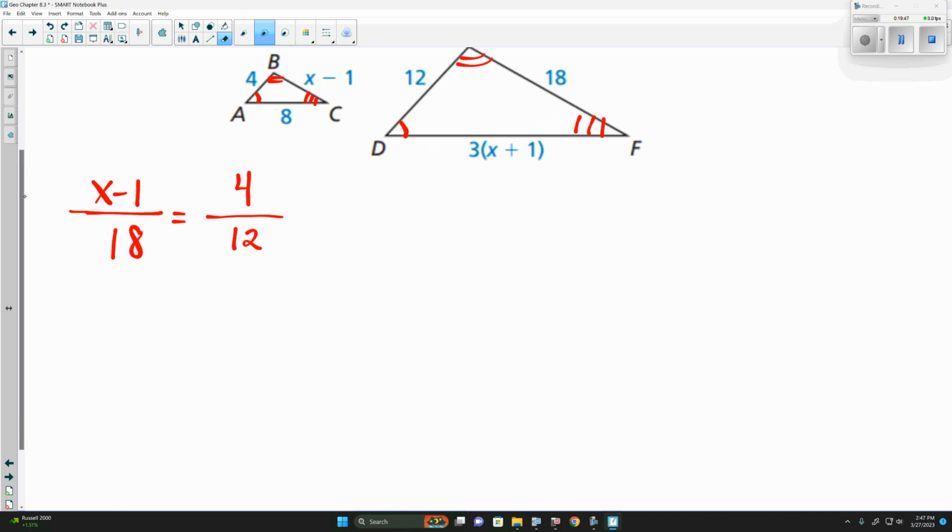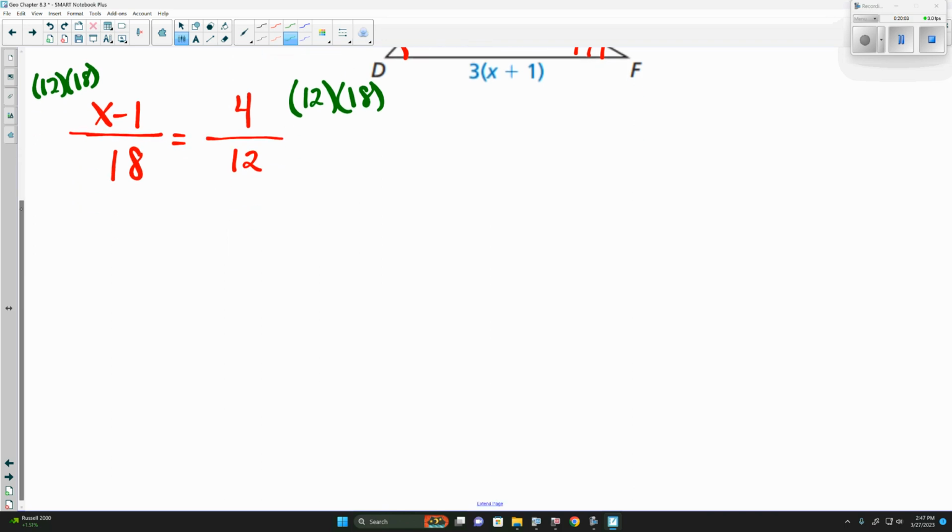Now, the cross multiply. I don't like the term cross multiply, but what we're going to do is multiply both sides by the bottoms of the fractions, the denominators. Now I'm going to write this out for this one here so we can see it. Because if we multiply the left side by 12 and 18, we'd have 12 times 18 times x minus 1 over 18.